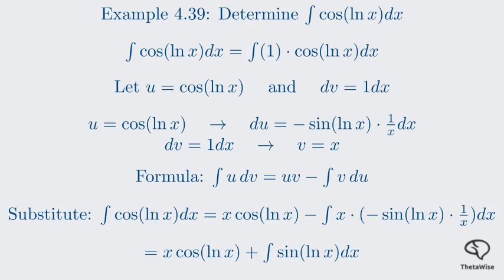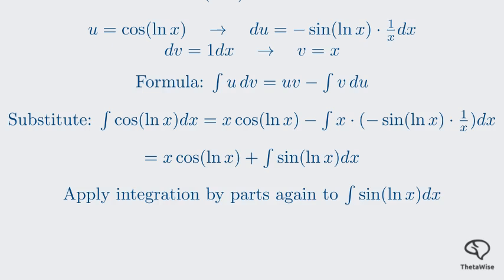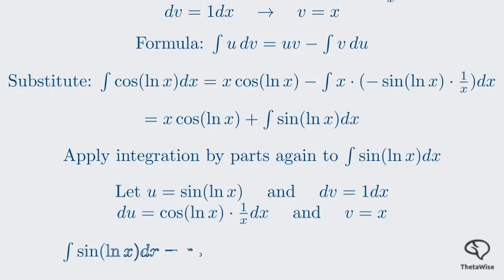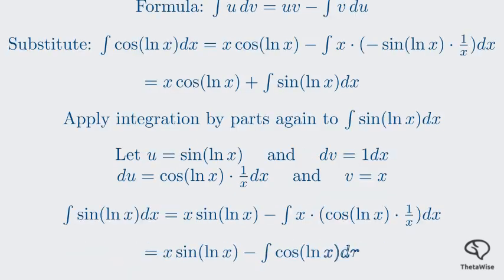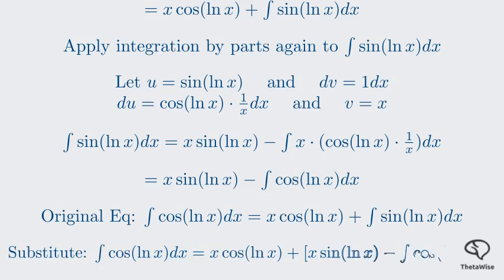We have a new integral, the integral of sin of ln x dx, which is similar to our original integral. This means we're in a recursive situation and need to apply integration by parts again. We apply integration by parts to the new integral. To maintain consistency, we'll again choose the trigonometric part as u, so u equals sin of ln x and dv equals 1 dx. Now we substitute these into the formula for the second time. This gives us x sin of ln x minus the integral of cos of ln x dx. Let's substitute this entire expression back into our main equation.